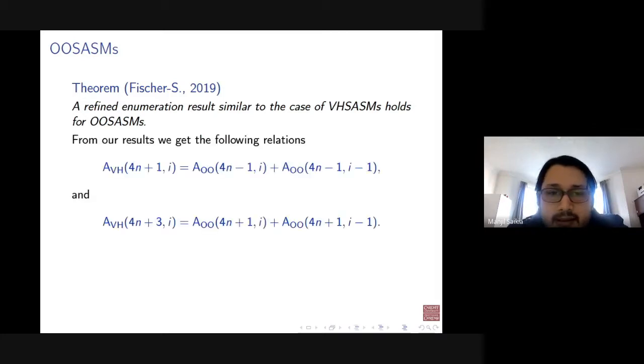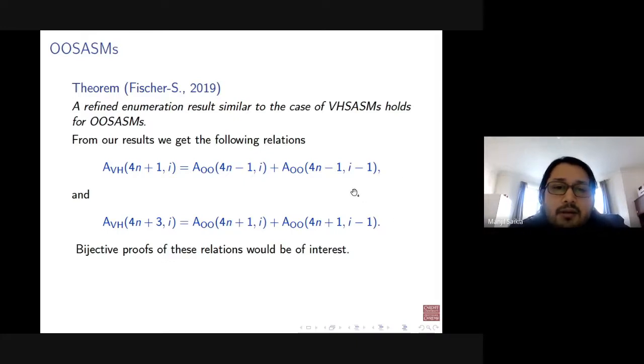From this result, there is a very nice relationship that we get: the vertical and horizontal symmetry refinement can be written in terms of the off-diagonal refinement, as a sum of two off-diagonal refinement quantities. It is the same for both cases, for order 4n plus 1 as well as 4n plus 3. And again, the proofs are not combinatorial, so combinatorial proofs would be welcome for this. This should also remind one of the vertical symmetry case, where again the vertical symmetry case was written in terms of two other quantities, which were the column refinement.